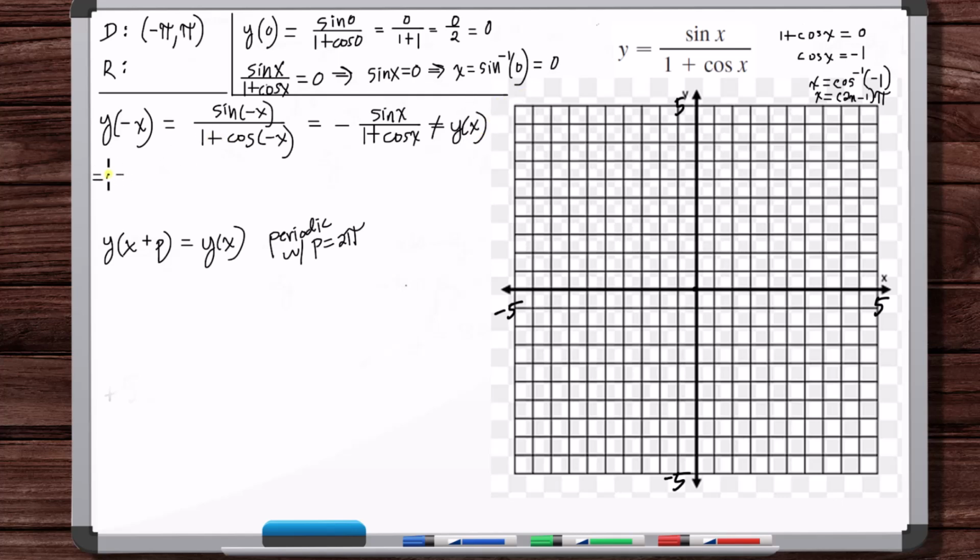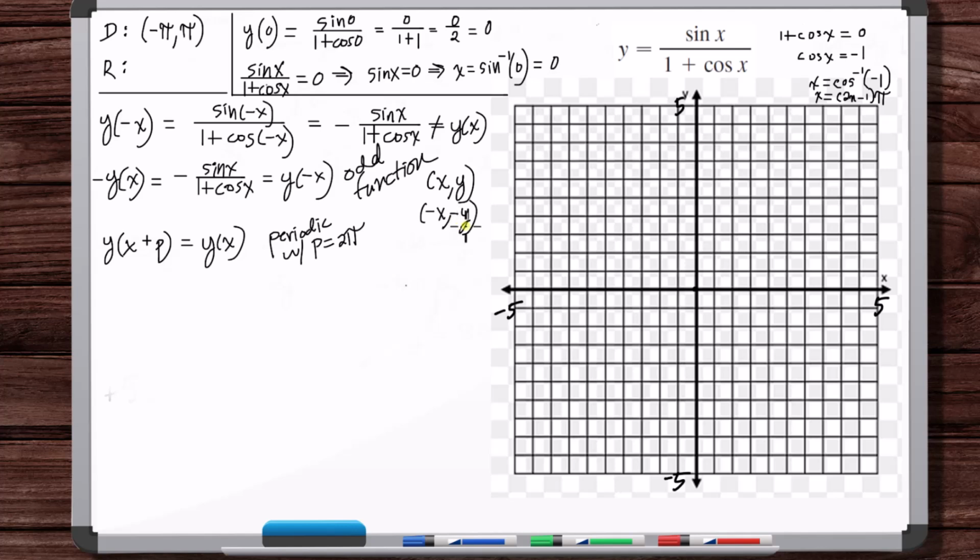Okay. What about an odd function? Minus y of x is equal to minus, and this is equal to y of minus x. So this is an odd function. Okay? So for every point on the graph, x, y, any point on the graph, if you multiply each of those by minus 1, you're going to also be on the graph. That's the meaning of an odd function. It's symmetric about the origin.